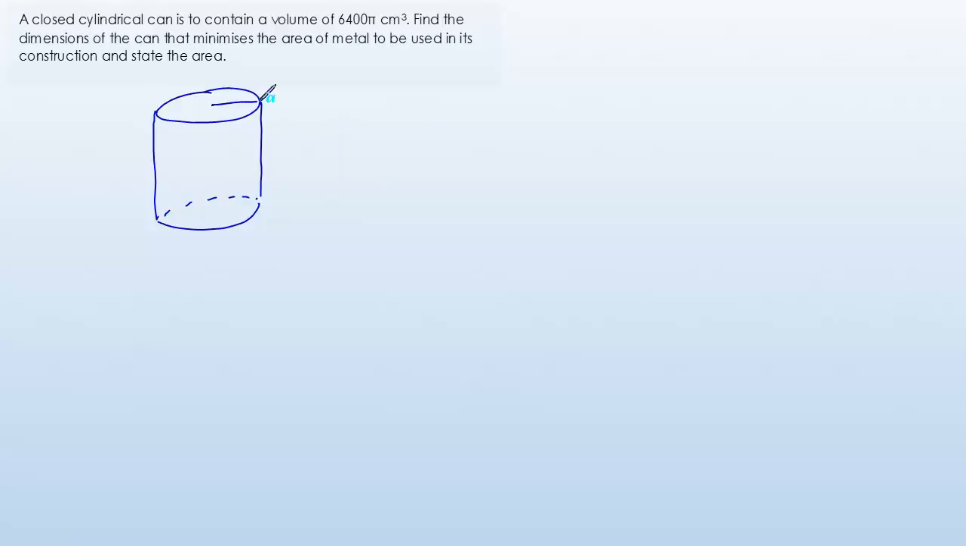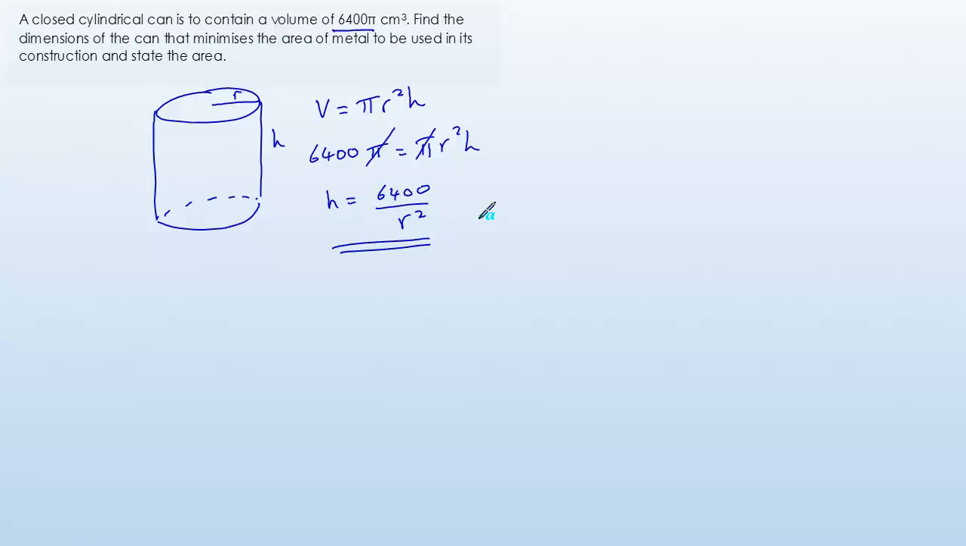So let's let the radius here be r and the height h. Then the volume is pi r squared h. But we know the volume, so 6,400 pi is equal to pi r squared h. Pi's cancel, and I'm going to rewrite that as h is equal to 6,400 over r squared, and that will probably become apparent why I've done that in a moment.